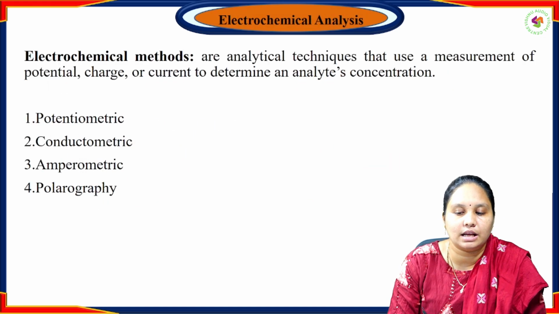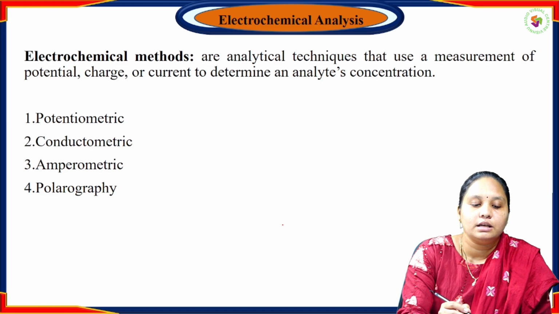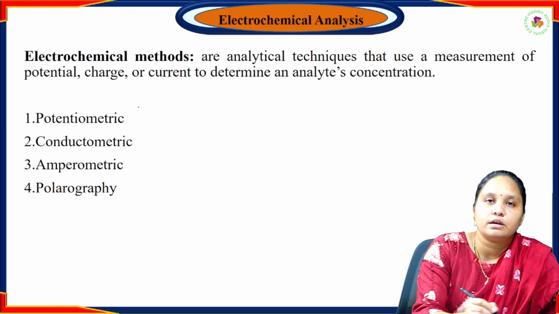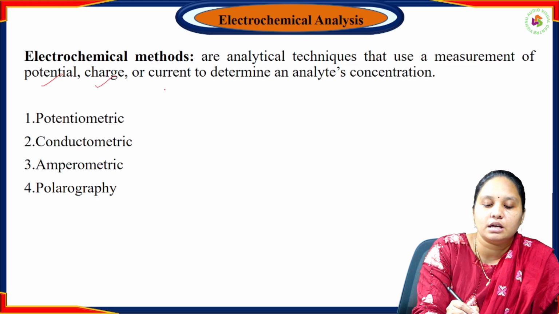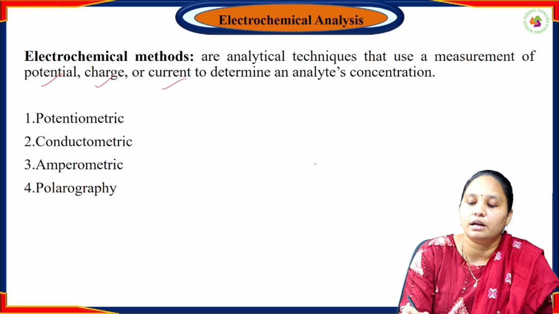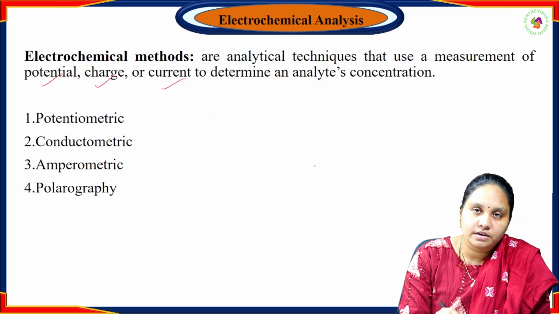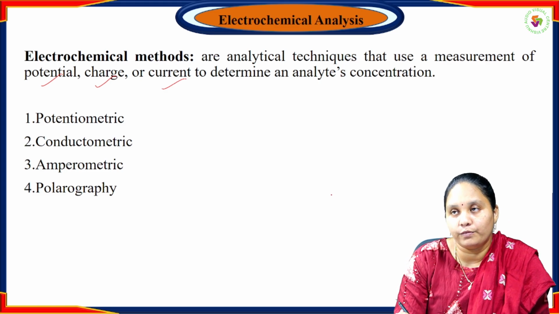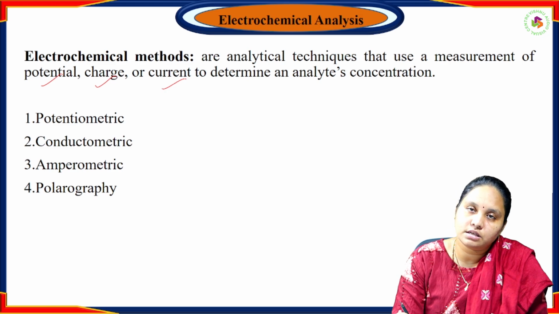Next one is electrochemical analysis. In the electrochemical analysis method, the analytical techniques used measure the potential, charge, and current to determine an analyte concentration. In the previous slide, in volumetric analysis, with the help of volume, we find out the unknown concentration. There, neutralization is the principle.